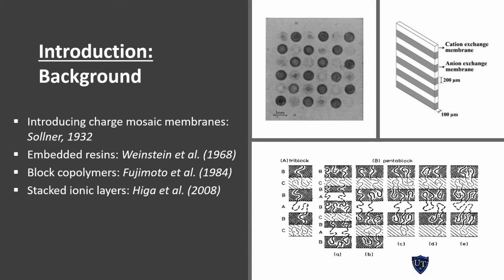There's been great interest in charged mosaic membranes dating back to the early 1930s with Sollner. People have tried numerous different configurations. They tried embedding cation and anion exchange resins into a matrix, such as you see here in this diagram. On the right-hand side, in the upper left part of it, people have also tried to construct block copolymers in which alternating regions are cation and anion exchange materials. And finally, people have tried stacking ion exchange resins together and then reducing the thickness of the stack through extrusion.